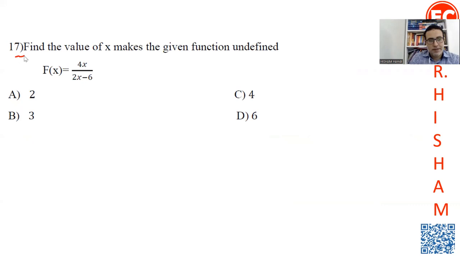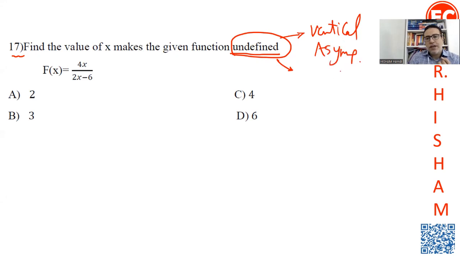Question number 17. Find the value of x that makes this function undefined. And he may change the word undefined in the next test, or may change it to one of two things: horizontal asymptote or vertical asymptote. But the word undefined is equal to the vertical asymptote. So if he's asking about the vertical asymptote or the values of undefined, you are going to do the same steps. What are the steps?